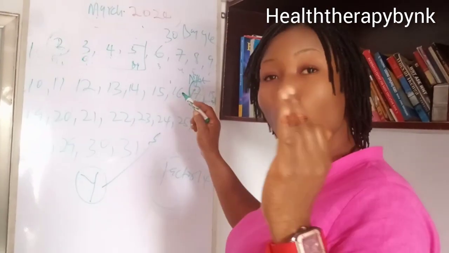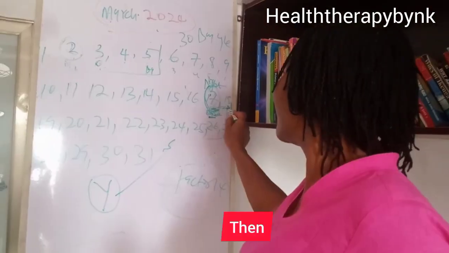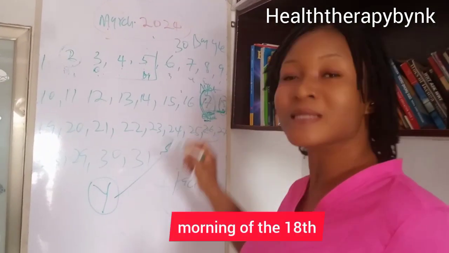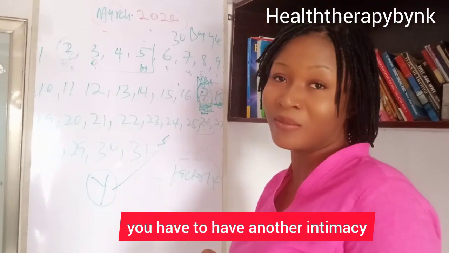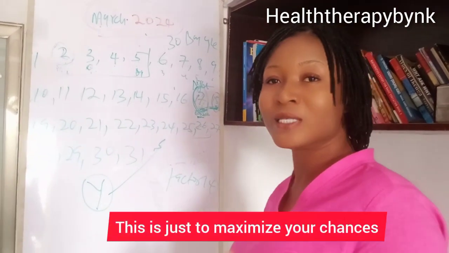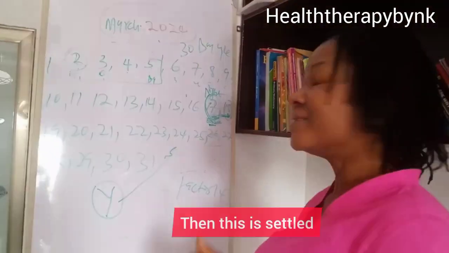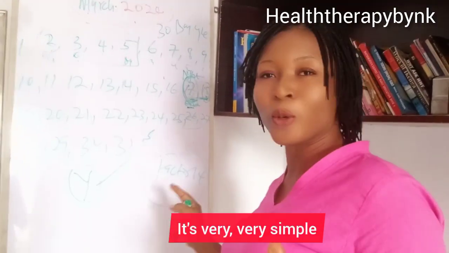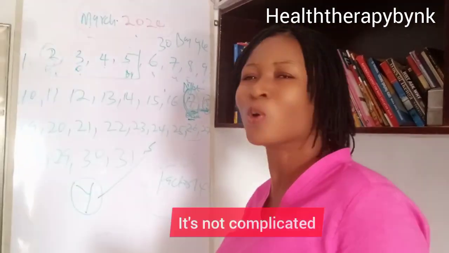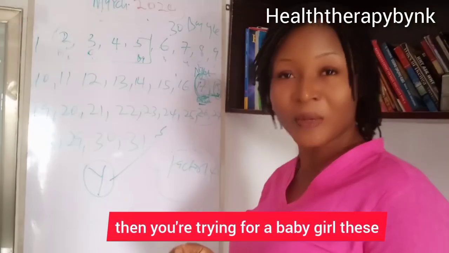At night, one round is okay. Then morning of the 18th, you have to have another intimacy. This is just to maximize your chances. Then this is settled. It's very, very simple, because sometimes it looks as if it's so complicated. It's not complicated.